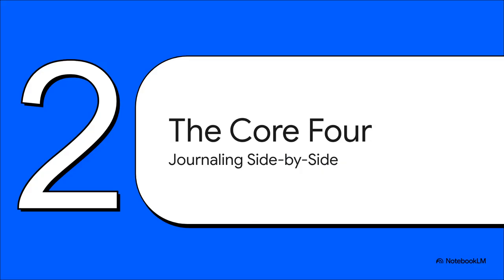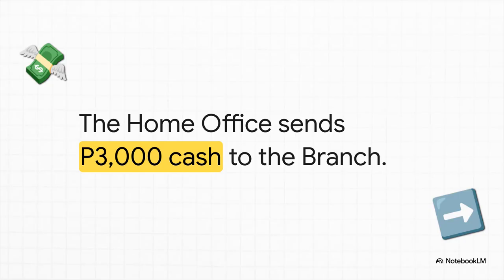All right, theory is cool and all, but let's see this thing work in the real world. We're going to walk through the 4 most common transactions you will absolutely see on the LECPA. We'll journal them side by side so you can watch the mirror do its magic. First up, the most basic one you can get. The home office sends some cash, let's say 3,000 pesos, to get the branch up and running.